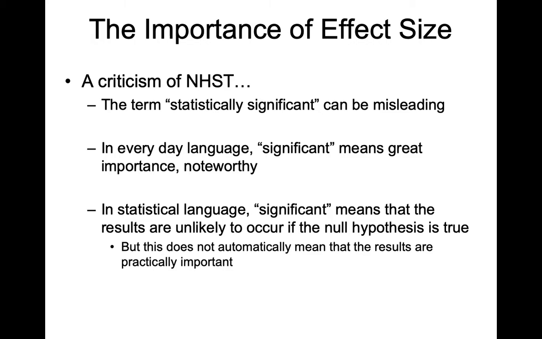Strictly speaking, a statistically significant result means that the probability of getting our sample result, if we assume that the null is true, is less than 5%. Strictly speaking, that's what it means. That doesn't automatically mean that the results are practically important.